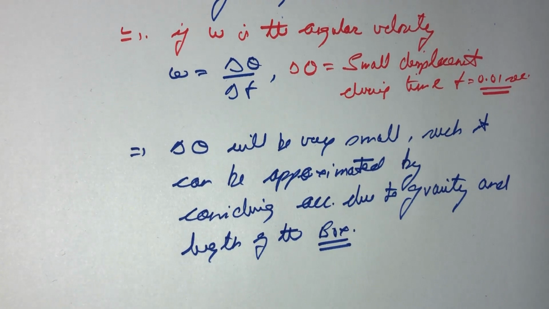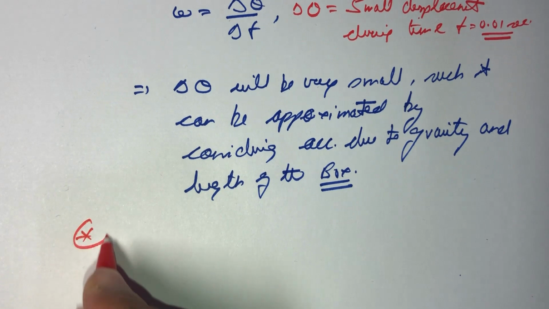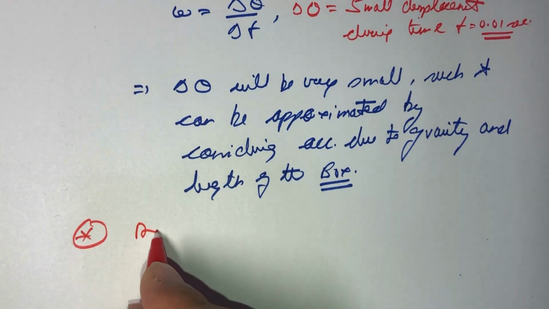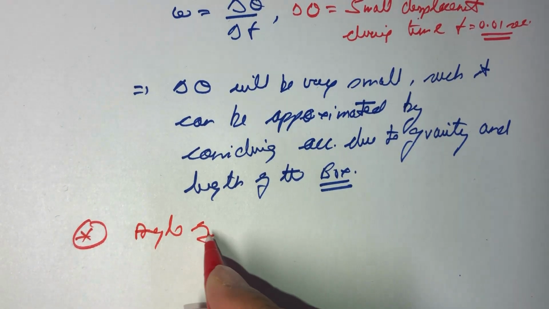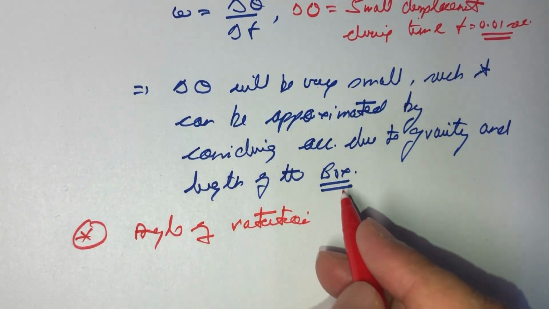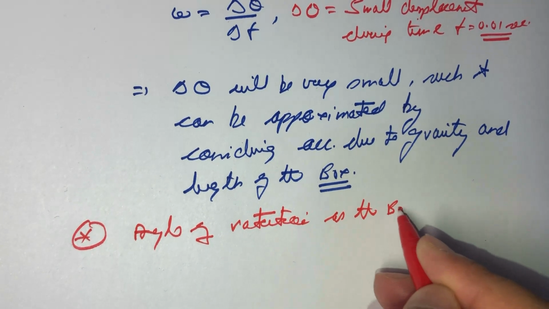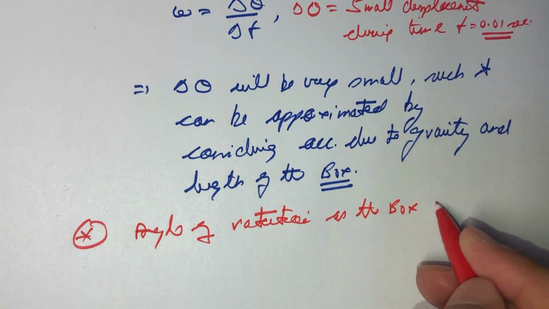Now let us find out the angle of rotation of the box before it hits the ground. Angle of rotation as the box hits the ground.